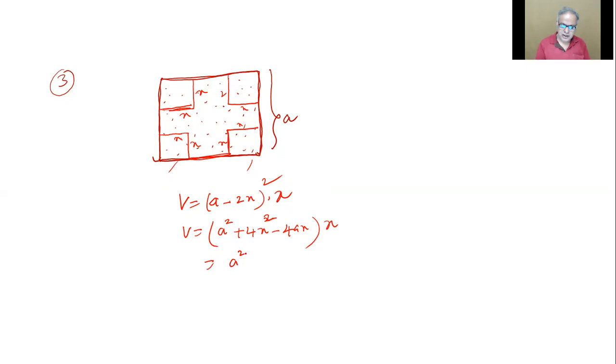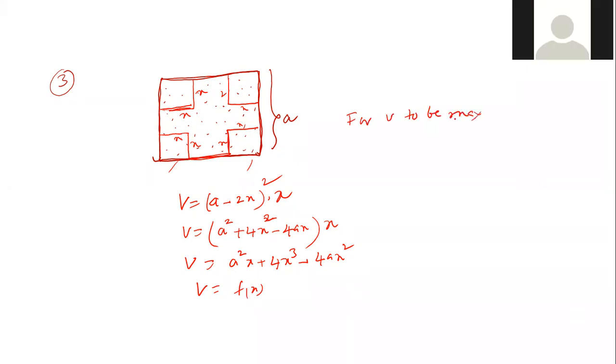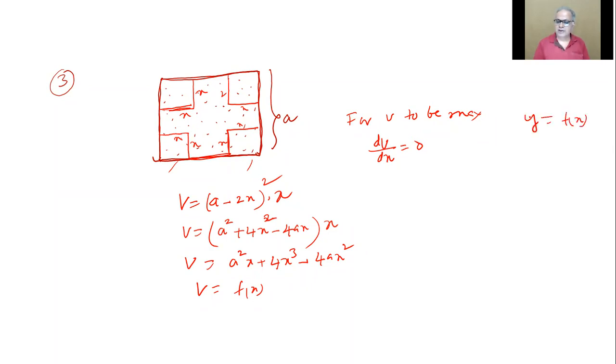So what do I get? a square x plus 4x cube minus 4a x square. So differentiation may be easy for you now. So V as a function of x I've got. For the volume to be maximum, dV by dx must be 0. If y is a function of x, for y to have a maximum or minimum value, we say dy by dx must be 0. So now find dV by dx from here.